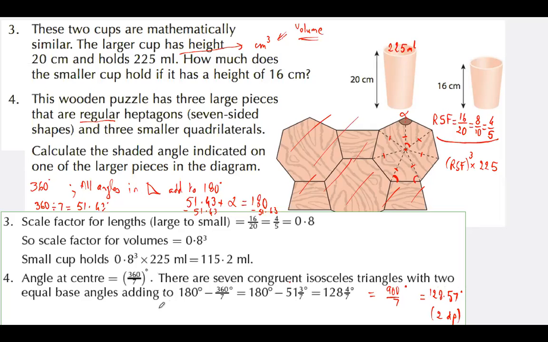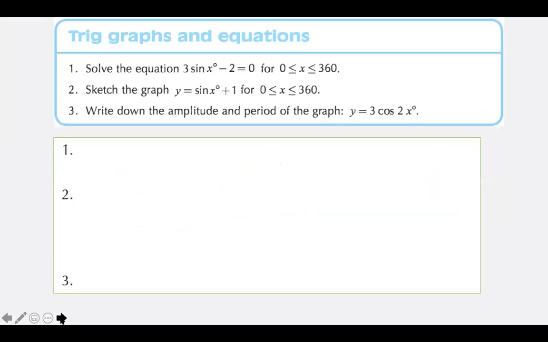Okay. So angles and similarity are not the hardest, but you just need to watch the question that you've been asked. Shaded angle 128. So they've given it here to 1 decimal place. We haven't done better. We did 2. Well, I didn't ask, I know.